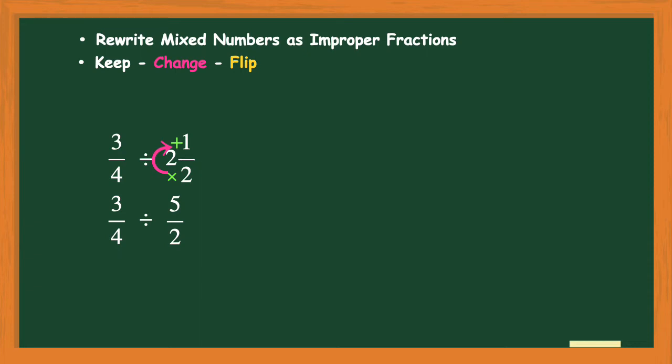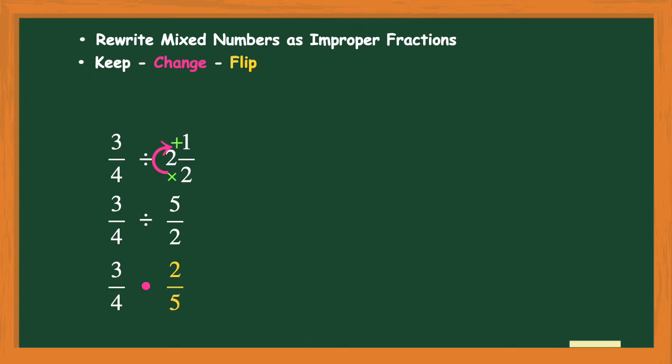So keep, change, flip allows me to keep the first fraction of 3/4, and then I'm going to change the division to multiplication, and then I'm going to flip the fraction of 5/2 to its reciprocal of 2/5. So when you flip a fraction, that's called taking the reciprocal. So when you are dividing a pair of fractions, what you're really doing is multiplying by the reciprocal of the divisor. And the divisor is that second fraction that's in the problem.